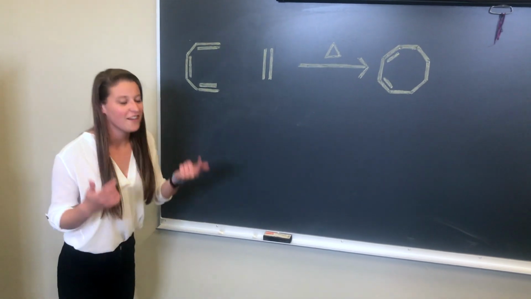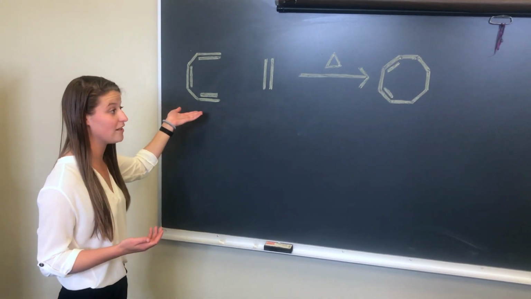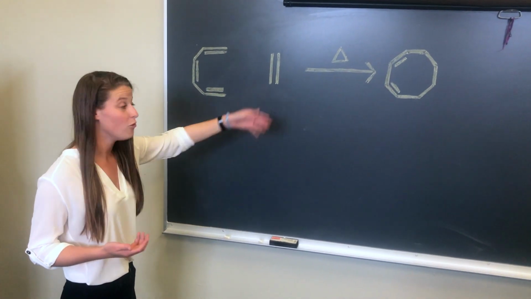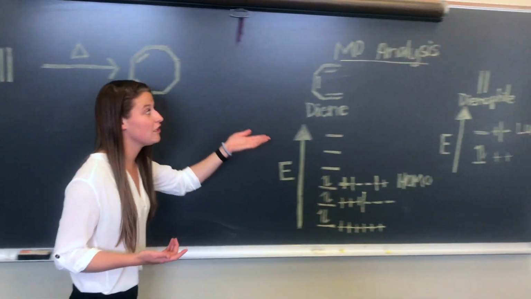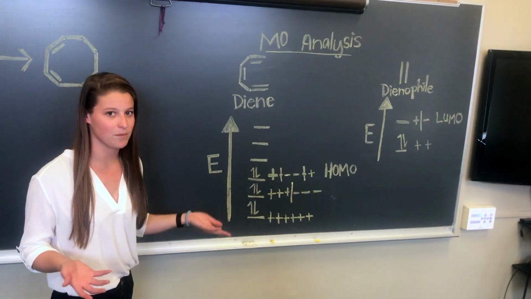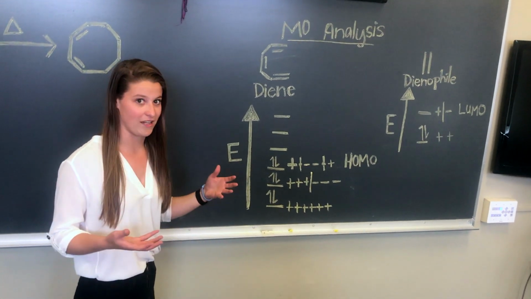Thanks for your question, Matt. Looking at our past examples, you would probably think that this 6-membered diene and this 2-membered dienophile would work together to create this 8-membered ring. But wait, if you look over here at the MO analysis, which is an important part of the Diels-Alder reaction, you would see that the molecular orbitals don't seem to match up.